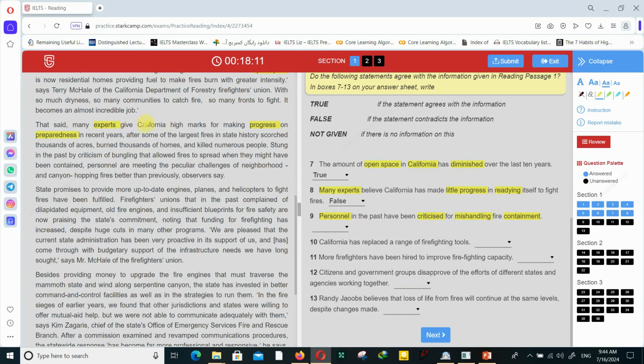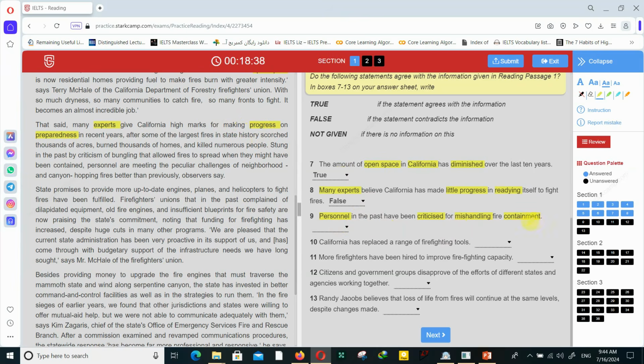Here it says progress on preparedness in recent years, some of the largest fires in state history scorched thousands of acres, burned thousands of homes, and killed numerous people. They're making progress, not little progress, actually. It's completely the opposite. Okay? Now, the next two questions.